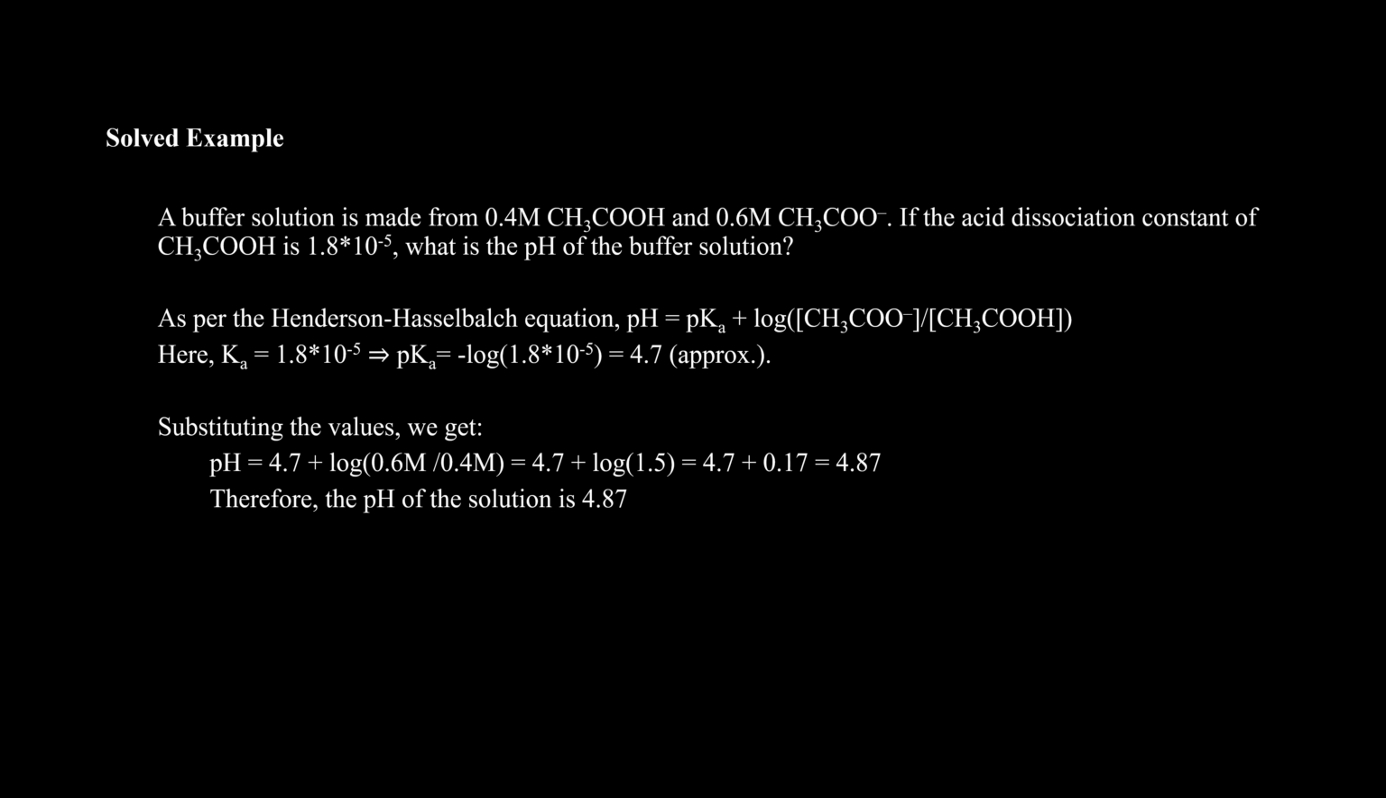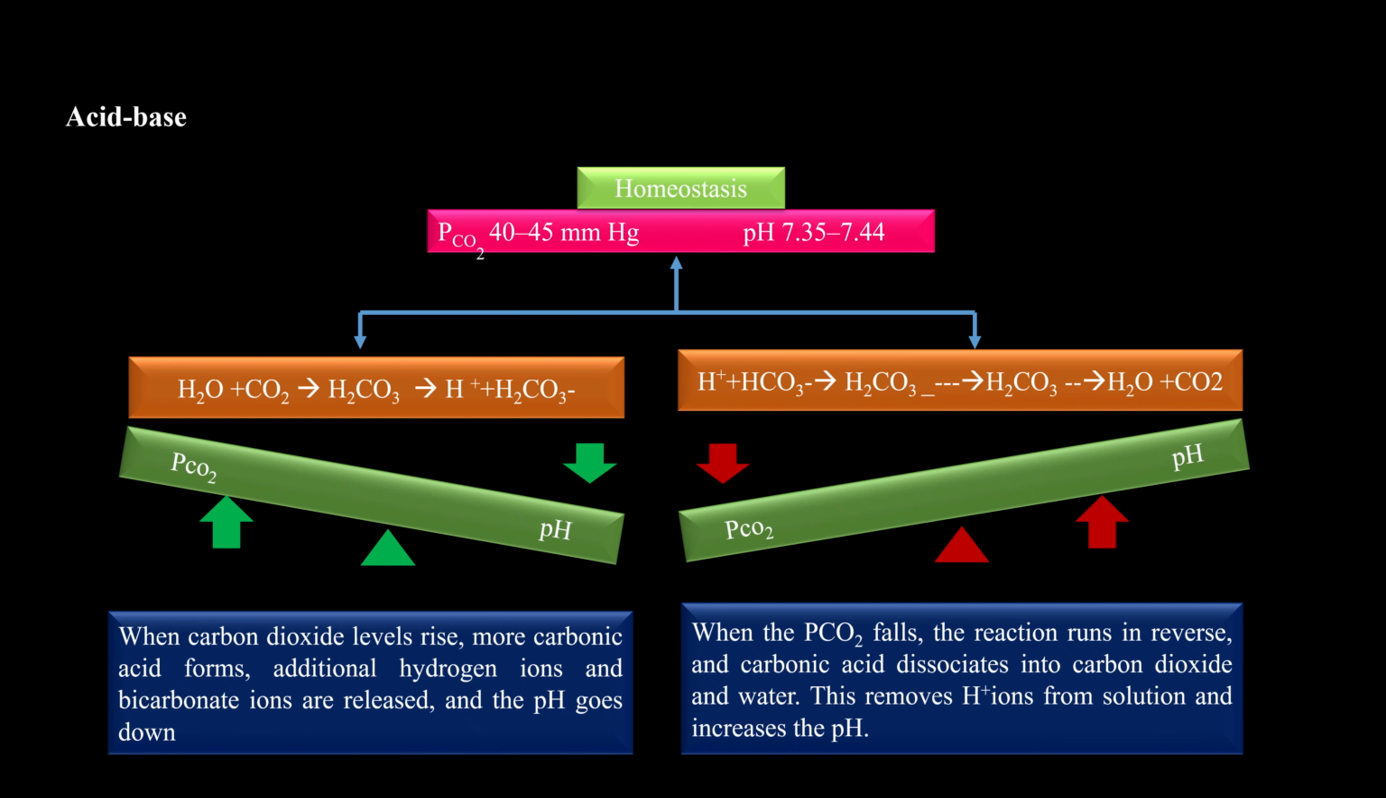The buffer solution made of 0.4 M acid only. Displacement concentration formula with the buffer solution. The Henderson-Hasselbalch equation: pH equals pKa plus logarithm. Substitution as well: pH equals 4.7 plus log of 0.6 M over 0.4 M, which is equal to 0.17. So 4.7 plus 0.17 is equal to 4.87. Therefore, the pH of the solution is 4.87.